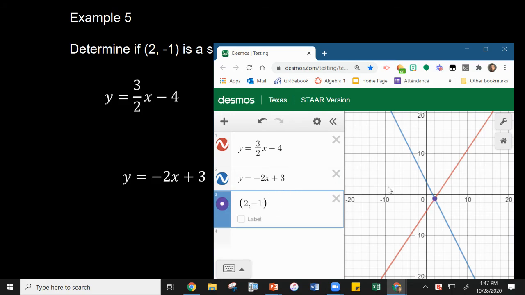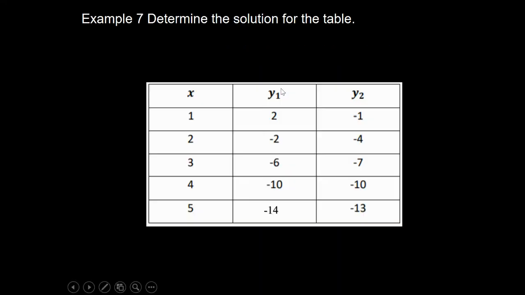When I plot that point in there, it's showing that it's right here. Is that a solution to the system? Yes, because it's a solution to the red and the blue. And since it's on both lines, it's where the intersection is. That is a solution to the system.